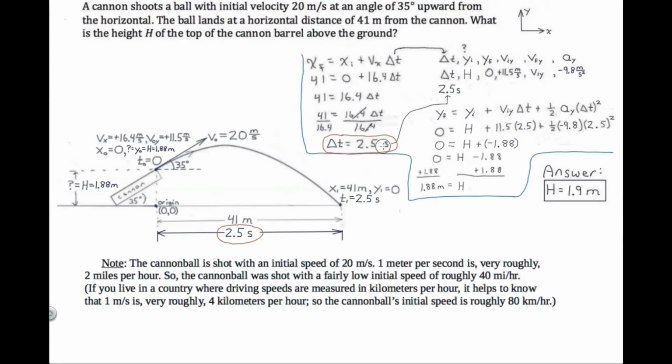Does it make sense that our result for delta t is positive? Well, delta t stands for the time elapsed. Time elapsed can never be negative, so yes, it does make sense that our result for delta t is positive. Does it make sense that our result for h is positive? Well, h stands for the cannonball's height at time 0. It wouldn't make sense for the height to be negative. So yes, it does make sense that our result for h is positive.